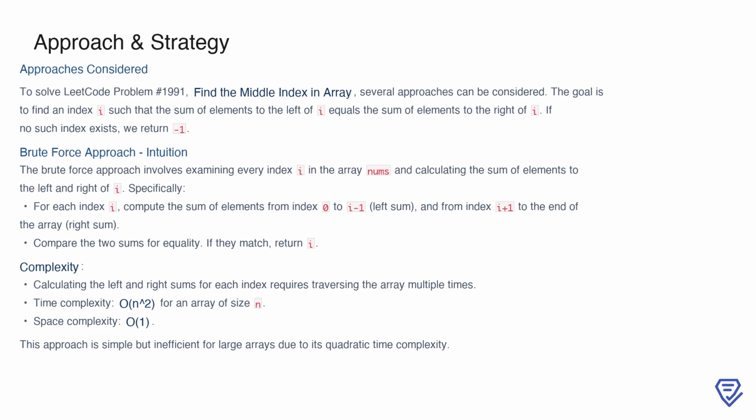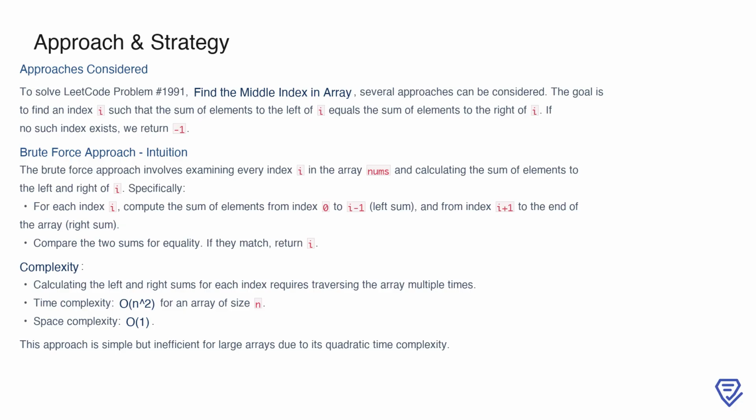To solve the problem of finding the middle index in an array, we start by understanding the task. The objective is to locate an index i where the sum of elements to the left of i equals the sum of elements to the right of i. If no such index exists, we return -1.